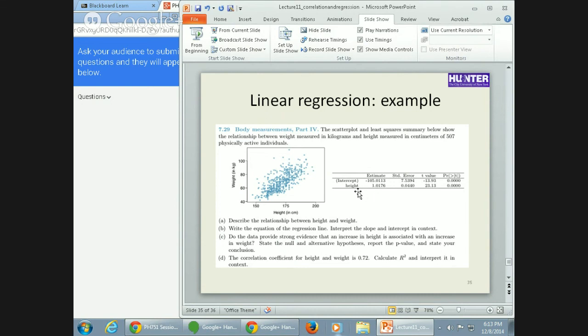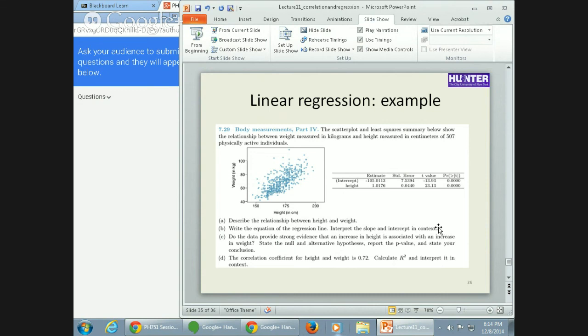And you could even go a step further and say that weight in kilograms is equal to minus 105 plus 1.0176 times height in centimeters. Okay. Because these estimates are unit dependent. So as long as height's in centimeters and weight's in kilograms, then weight equals minus 105 plus 1.0176 times height.